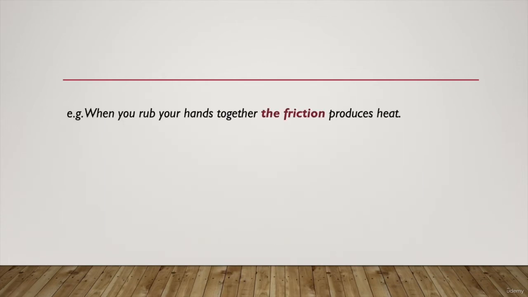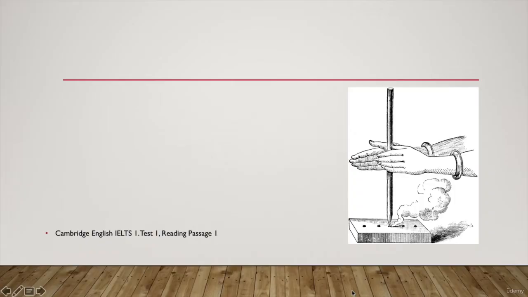For example, when you rub your hands together, the friction produces heat. So when you rub your hands together, what's happening between them is friction. And that friction makes your palms get warmer and even hotter. Now in this picture, you can see a wooden drill, and when a person rotates this wooden drill between his or her palms, there's friction created in the hole.